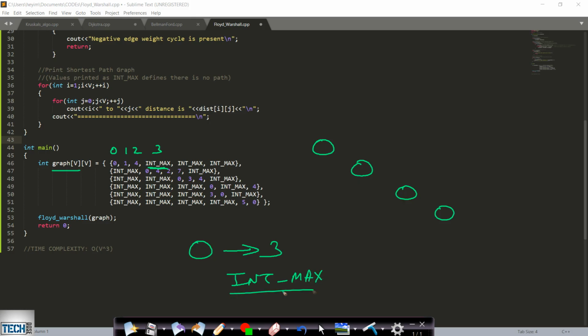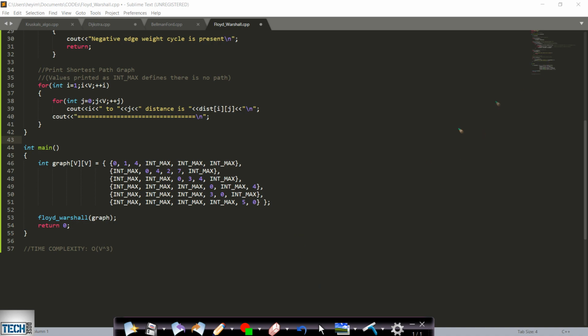So according to this algorithm, initially we will only be knowing the distance values to the adjacent nodes. Okay, and then we will keep including each and every vertex one by one in order to find the shortest path. So let us now look at the algorithm.